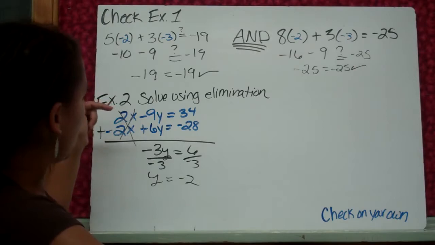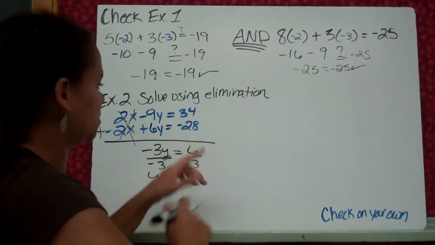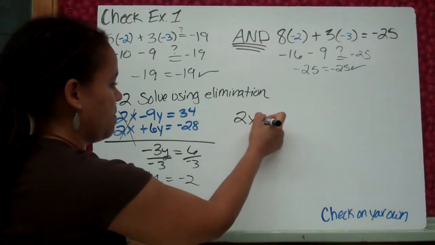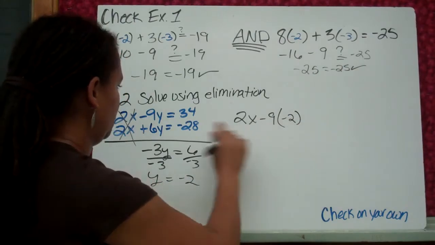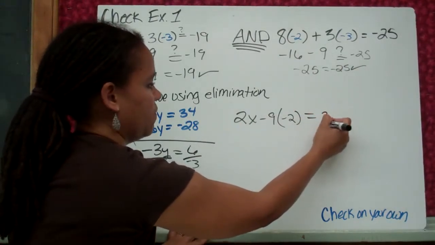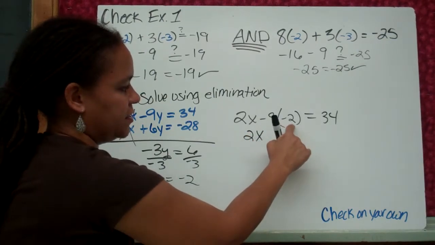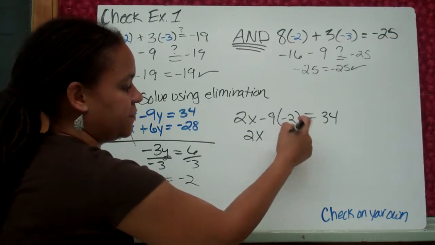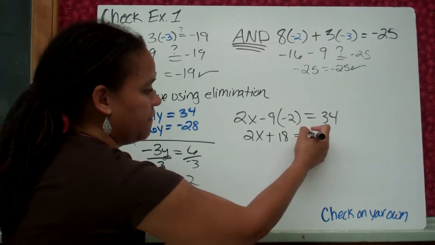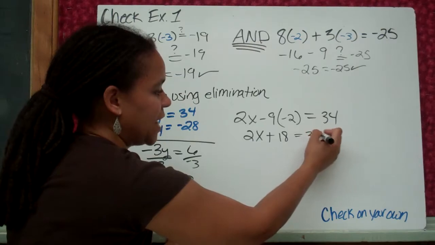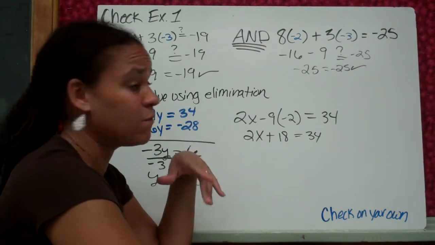Remember, you can choose either of the original equations to figure out what x is. I'm going to choose the first one. So 2x minus 9 times negative 2 equals 34. And then 2x, negative 9 times negative 2 is positive 18, which is equal to 34. Don't lose that. Don't forget about this negative 9 times negative 2. You have to really be careful with negatives.